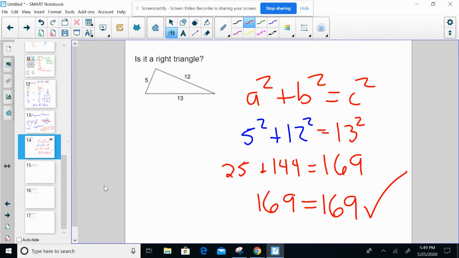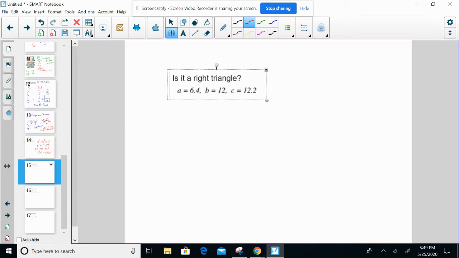All right. So if this a squared plus b squared equals c squared works, then that means that this is a right triangle. So that means that this angle right here is right. So we could draw that little square there. And it would work because it's a right triangle. The Pythagorean theorem shows us whether or not it is a right triangle. So let me show you another example. Okay. Is this a right triangle?